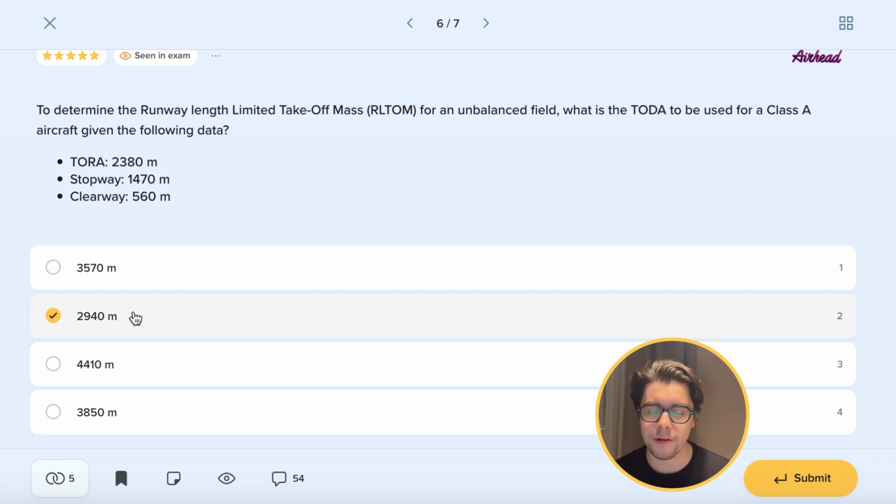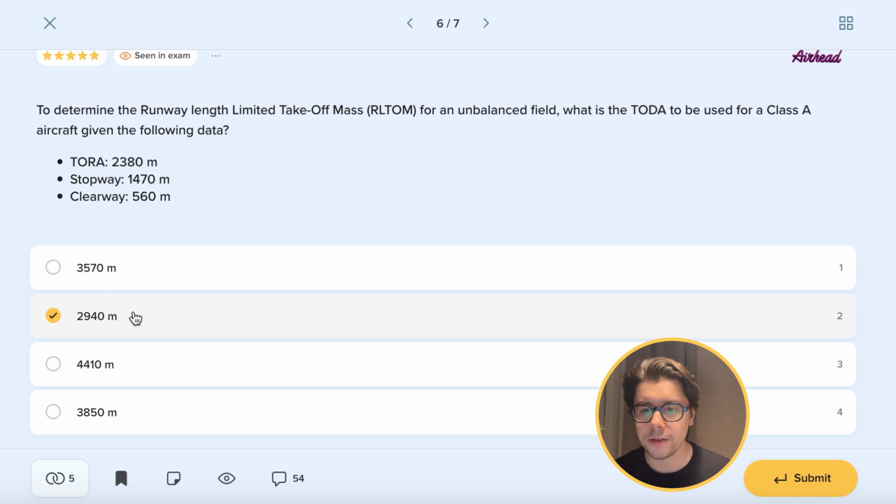Here also remember that your takeoff distance available cannot be more than your takeoff run times 1.5. So in case you have a clearway of 2 kilometers and a TORA of 2 kilometers, the takeoff distance would not be 4, it is limited to 3. So 1.5 times your TORA.